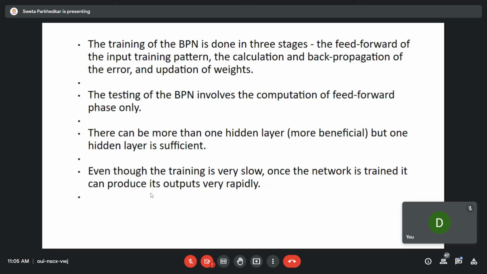ठीक है, तो ये ध्यान में रखना, ये अंडरलाइन करो कि even though the training data set you are feeding is very large, then during that phase the processing is very slow. But once it has learned or trained the network, तो आप कितने भी कोई भी डेटा सेट उसको दोगे, the output is very rapidly.